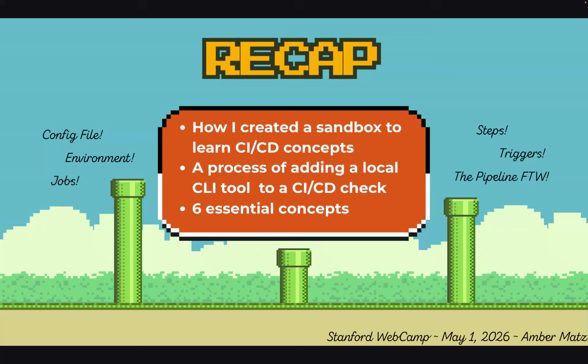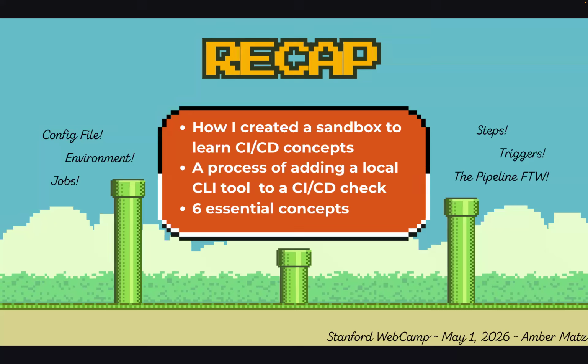We talked about 6 essential concepts. The config file, which is going to define the other things that we're talking about. The config file is in version control. It's got a predictable name and location so that it can be found by whatever platform is looking for it. The environment, thinking about what I need to run this, from a real bare bones perspective, like, oh, I need an operating system and I need certain software in order to run this command. And then the jobs. I can define different jobs in a workflow. I can have more than one.